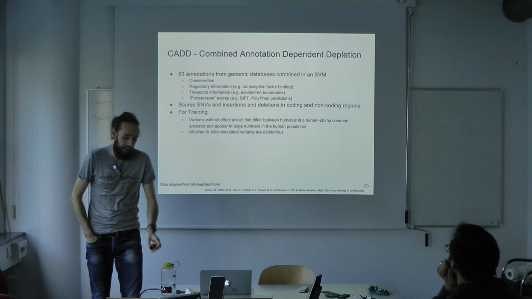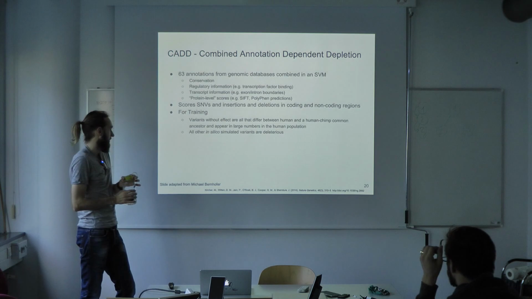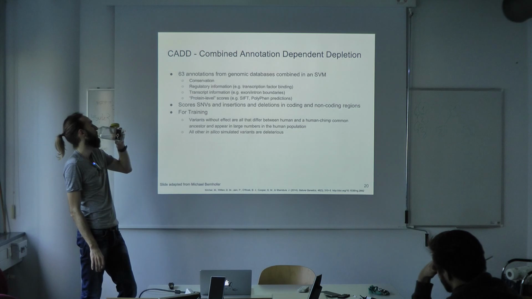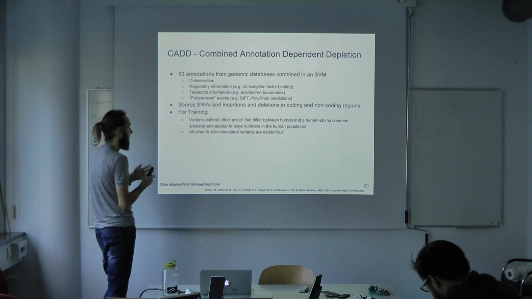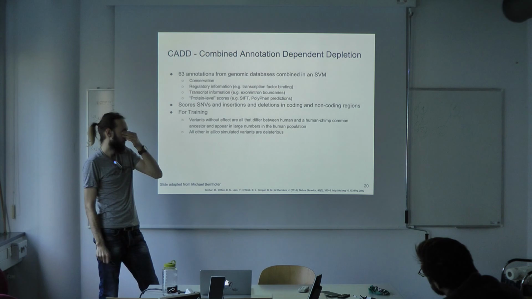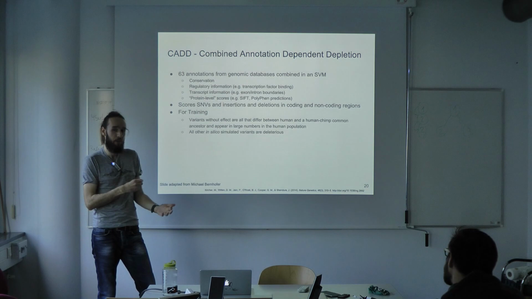So the hack they did here is, for the neutral set, they look at a common ancestor between human and chimps, and then they just look at what differs between us currently and that common ancestor, and what appears in a lot of the human population right now.